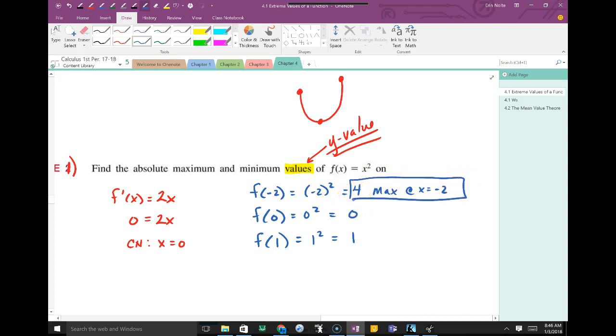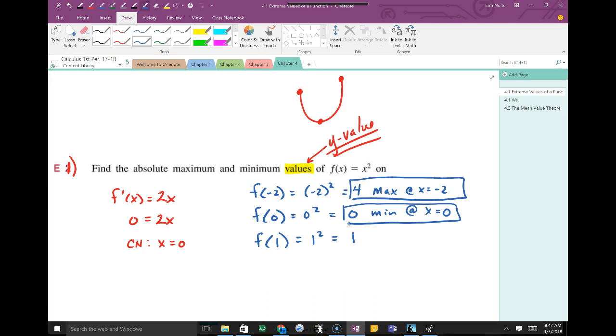Which one is our minimum value? 0. So 0 is a min at the x value of what? Which number did I plug into the function? That's 0. Okay, so notice the way we're writing our answers. The value we're looking for is the y, and we're going to tell it which x makes that y happen.